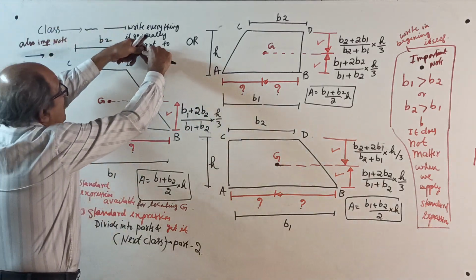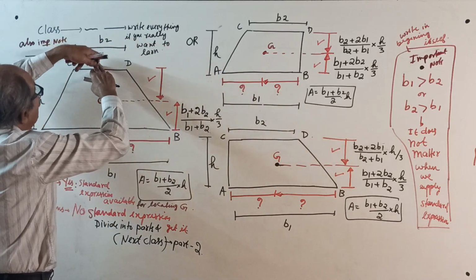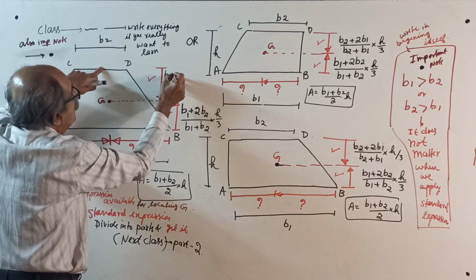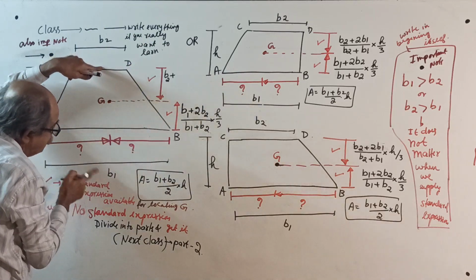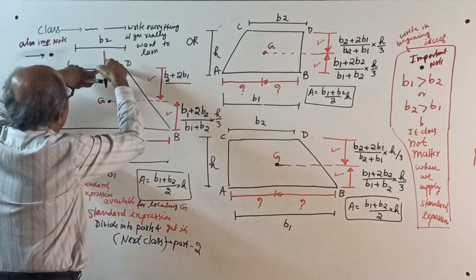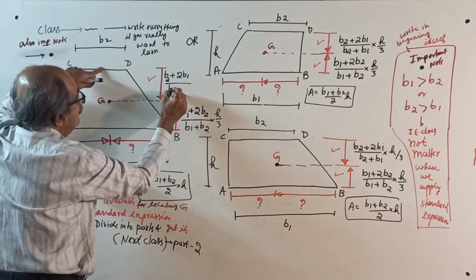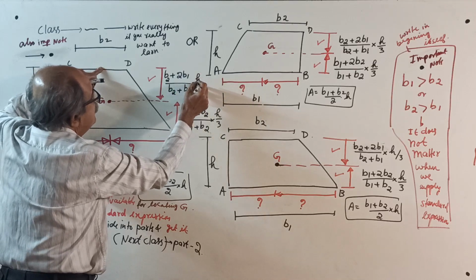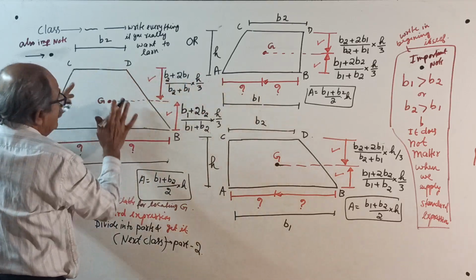Same way, if you want from this side, put the finger here. Start with that side first: B2 plus twice the other parallel side, twice B1, divided by this side plus this side, into the distance between the two parallel sides, divided by 3.